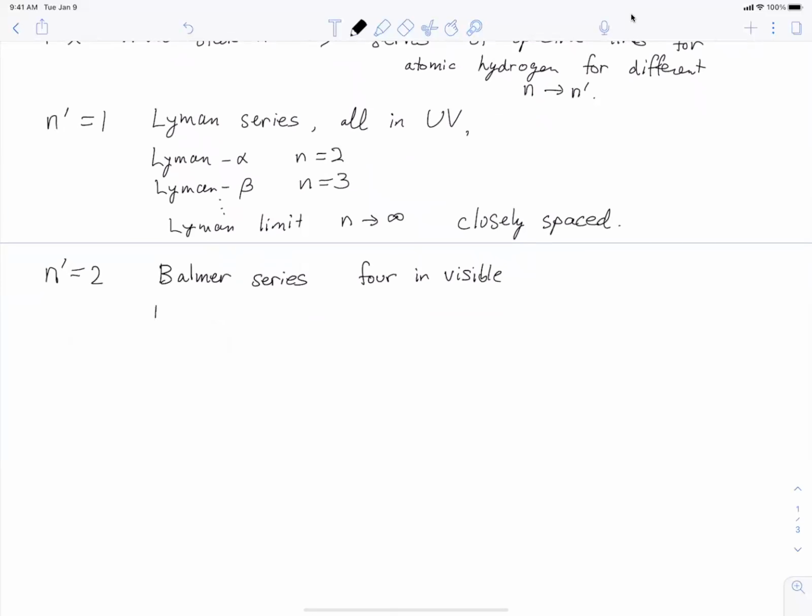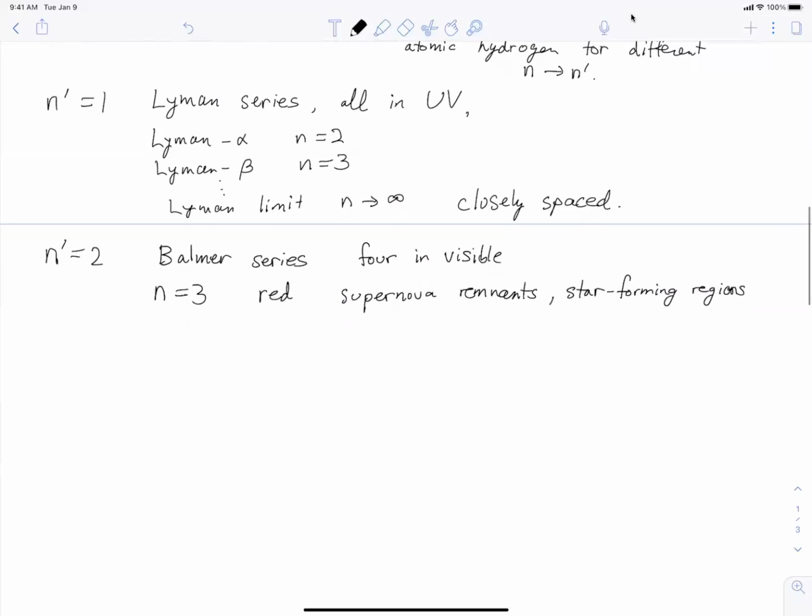For example, the n equals 3 line transitioning to the n prime equals 2 line happens to be red. And you can see this in things like supernova remnants or in star-forming regions that have a lot of atomic hydrogen. So if you look at those regions in a telescope with a true color image, you'll see a lot of red, and that's where it's coming from. The n equals 3 goes to n prime equals 2 line.